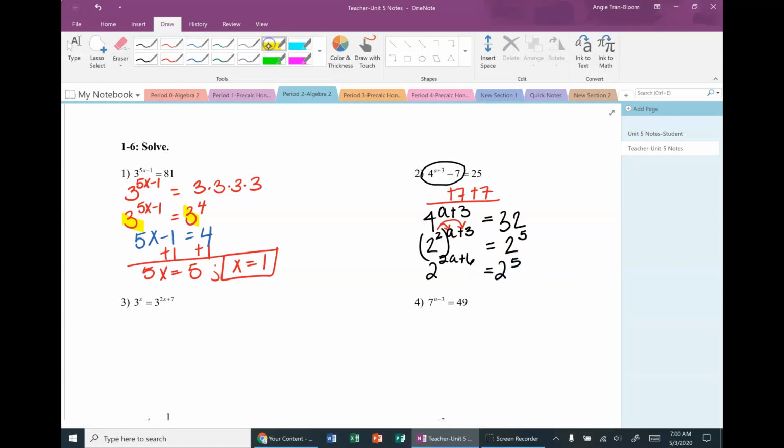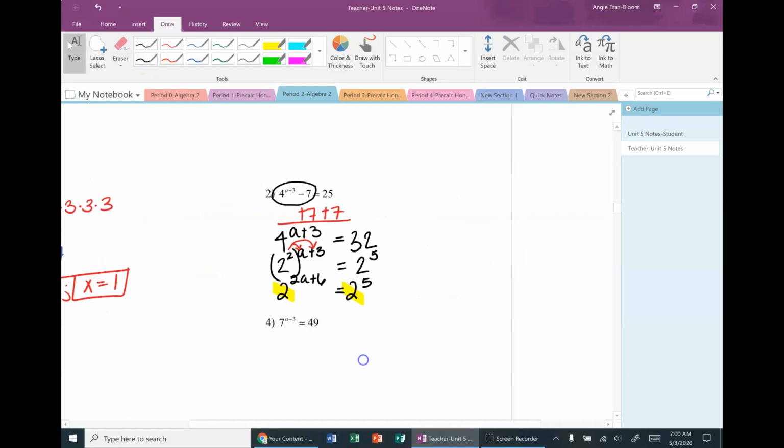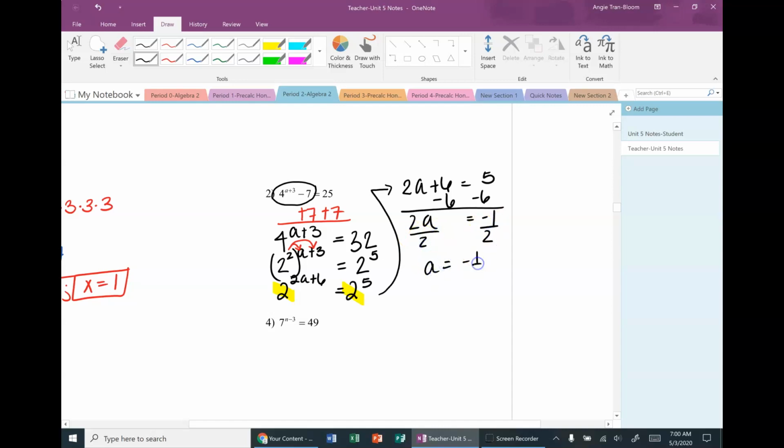Now the bases are exactly the same. You can drop those bases and just take the exponents and set them equal to each other. So 2a plus 6 equals 5. Subtract 6 from both sides. 2a equals negative 1. Divide both sides by 2. a equals negative 1/2. And box that up.